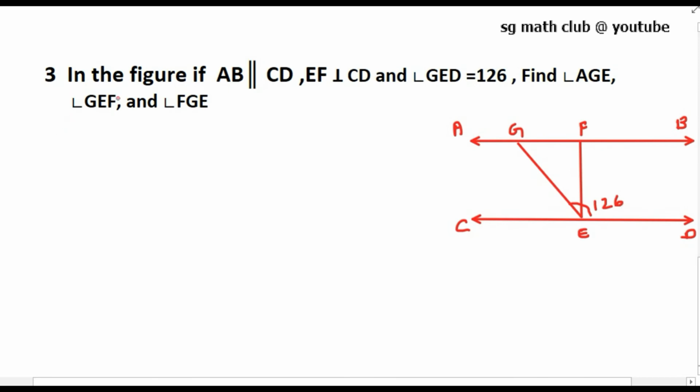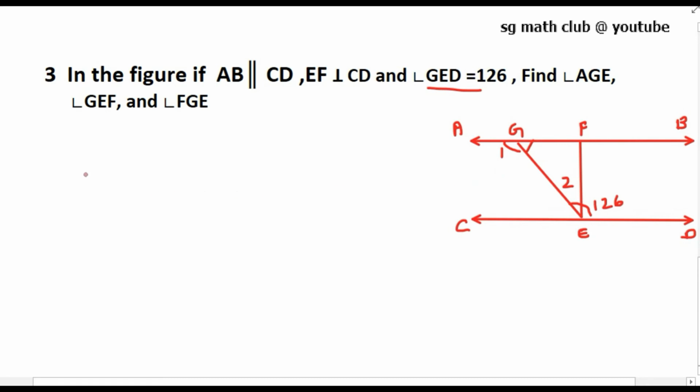Now the third question, in the figure, if AB is parallel to CD, you can see AB is parallel to CD, EF is perpendicular to CD, and they have given angle GED equal to 126 degree. We need to find AGE, this angle we need to find first, then GEF, that is the second angle. Again we need to find FGE, we need to find this angle also.